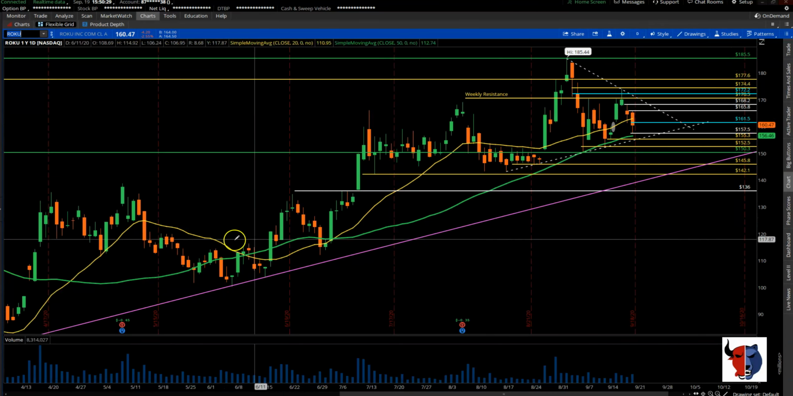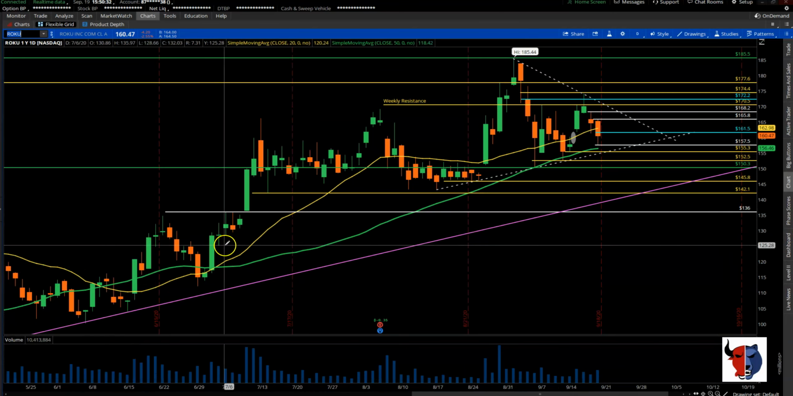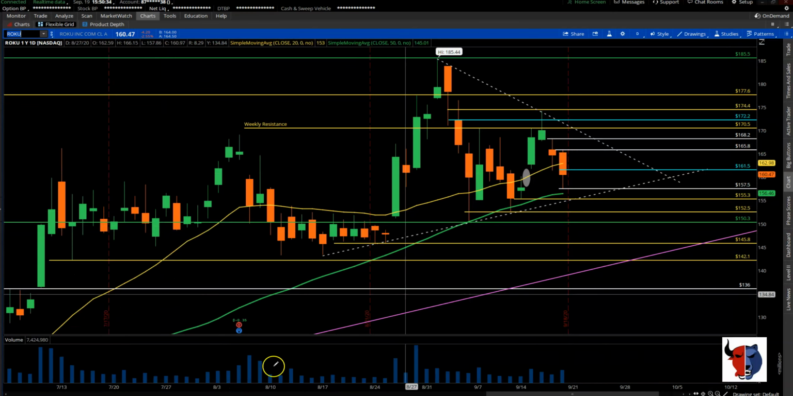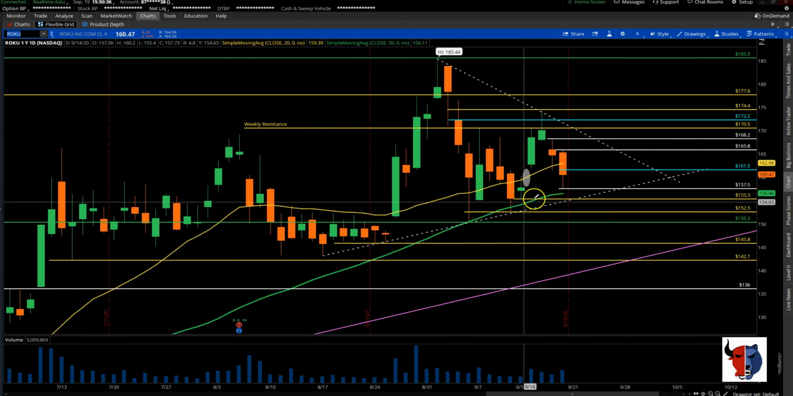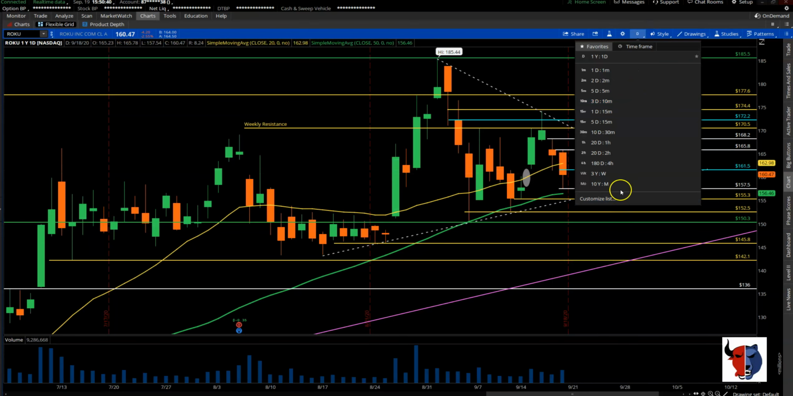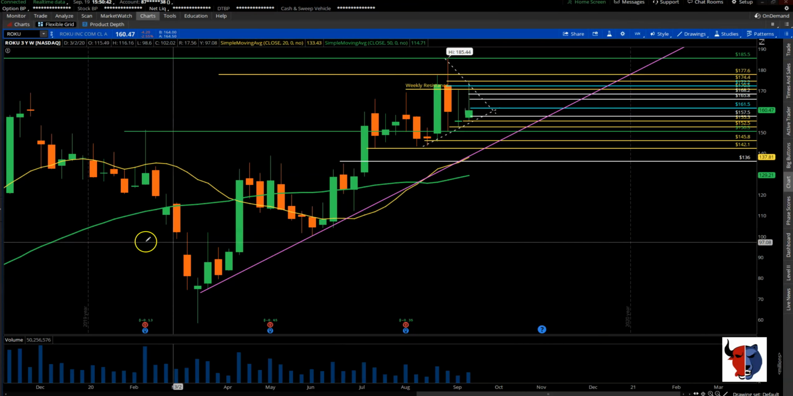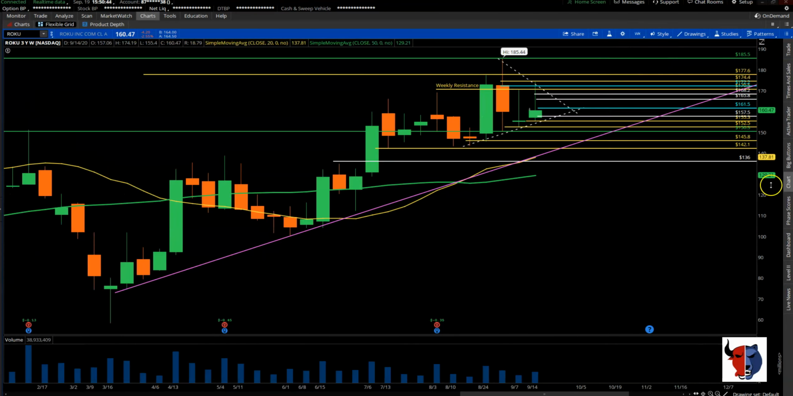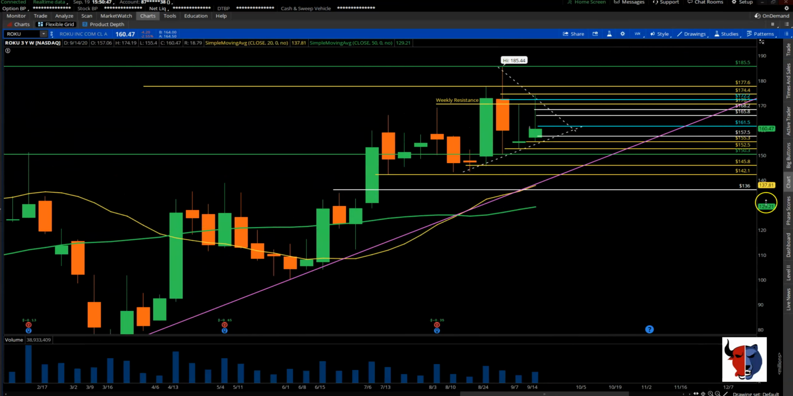ROKU, in fact, did not disappoint me at all. Yes, it closed weak, but relatively strong name. Here's the daily chart of ROKU. Not bad. Even the weekly chart, you can see that it has really nice bullish trend bars and holding the support nicely. This 150, 152 area.